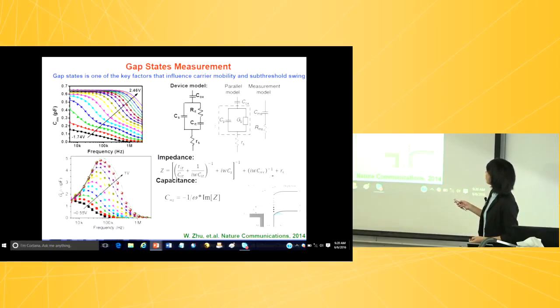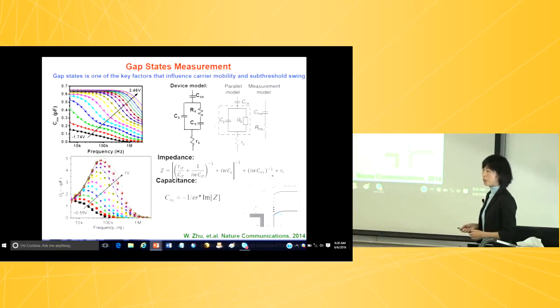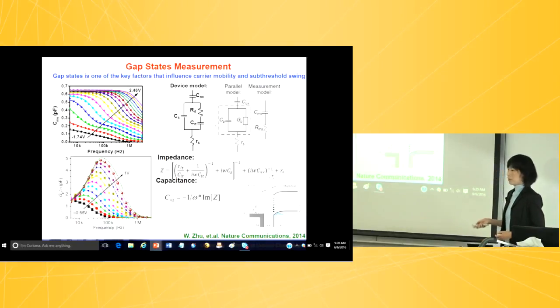The gap state density can be measured in many different ways. Here are two typical methods. One is multi-frequency CV, so measure capacitance at different frequencies. The other method is AC conductance, so measure the conductance at different frequencies. The principle of these two measurements can be illustrated here.